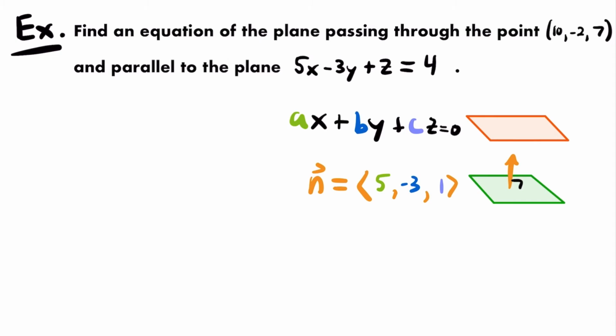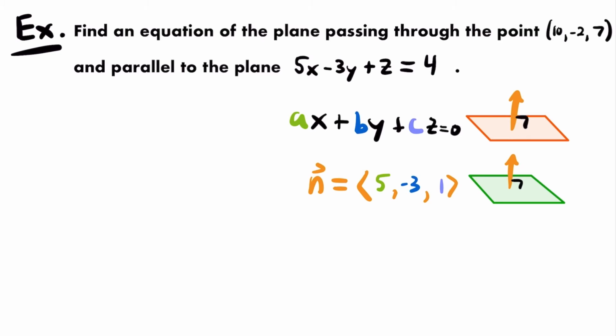Well, if we think about it a little bit, this plane that we're given is parallel to the plane that we want to find an equation for, which means that if this vector is perpendicular to this plane, then it would also be perpendicular to this plane, right? If the two planes are parallel, then their normal vectors would be parallel as well. A vector perpendicular to this plane would also have to be perpendicular to this plane since they're both parallel. And so what we can do here is simply just use the same normal vector from the plane that we've been given for the plane that we want to find an equation for.